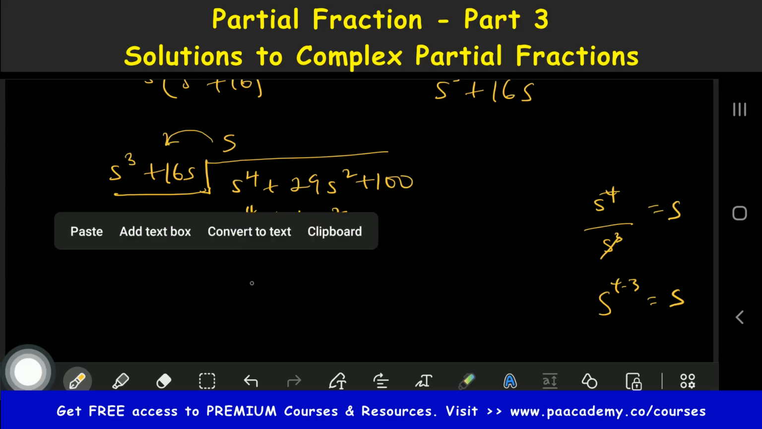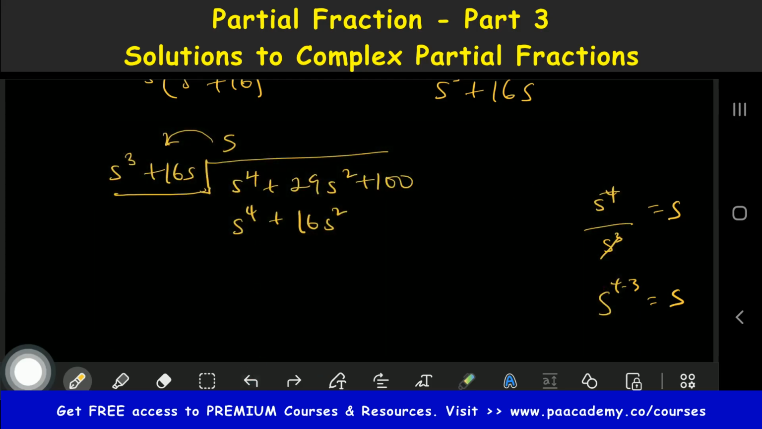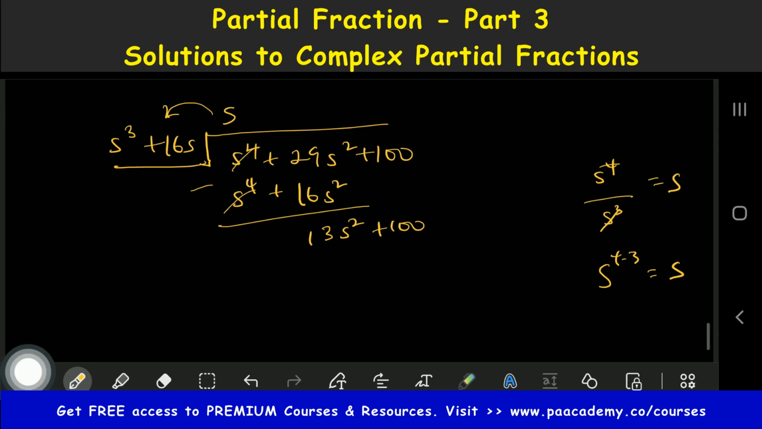So what you're going to do next is to subtract that. If you subtract it, this can cancel out this. So 29s squared minus 16s squared will give us 13s squared. Then the 100, so that's 100 minus 0, or the 100 can just come down, so plus 100. All right. So next, if you look at the next thing, we have 13s squared plus 100 over s raised to power 3 plus 16s. So you can see that at this point here, the denominator is higher than the numerator. All right. So with this now, we can rewrite what we have as this.